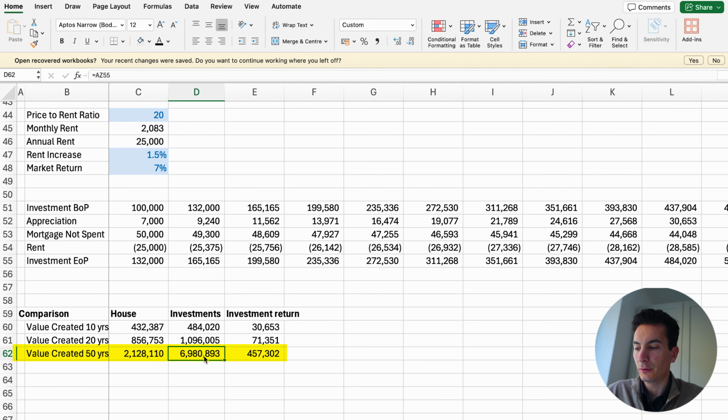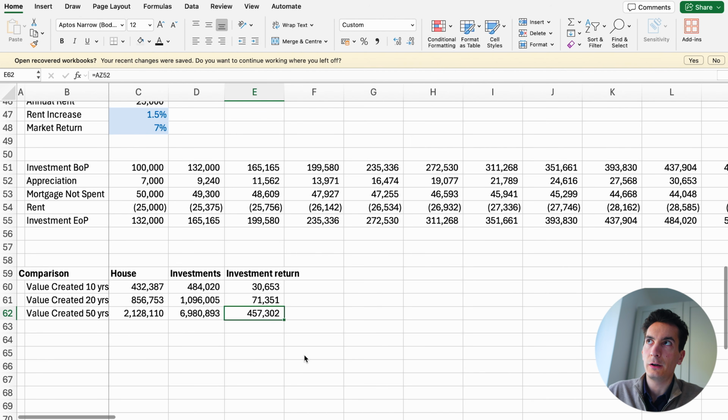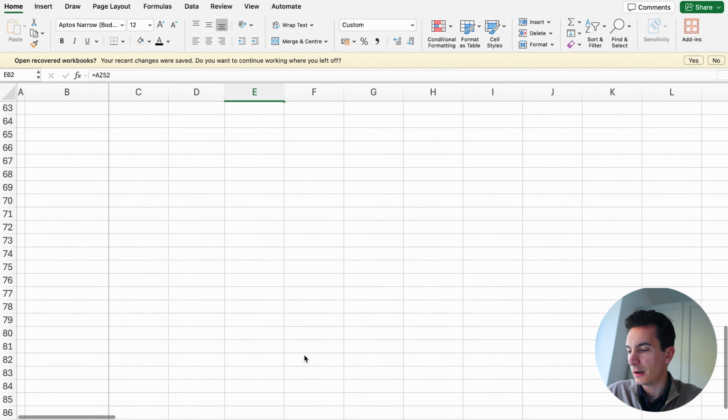And look at this, your investment portfolio will almost be at 7 million after 50 years. And you'll have an investment return of 457,000 per year, increasing if you don't spend it all. So this is really the difference. And you can see this is obviously the effect of compound interest. Compound interest is just a very, very powerful thing that is actually quite difficult for our brains to comprehend what it means. So I've put together a graph here as well.